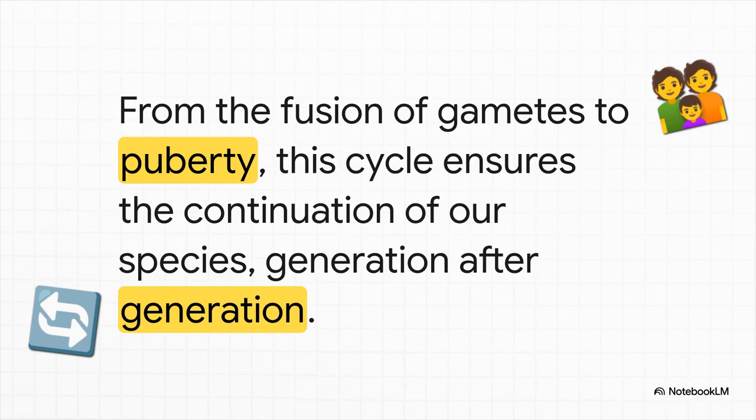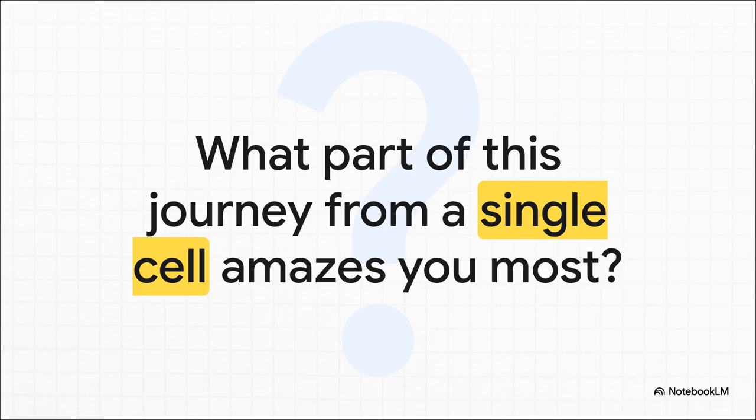When you think about it, it's this amazing, unbroken chain that stretches back through all of human history. This journey from one cell to a fully grown person is literally how our species keeps its story going, from one generation to the next. It really is a remarkable story, isn't it? One that's written in the language of our DNA. From that microscopic beginning to the incredible complexity of a human being, every single step is just mind-blowing. So it leaves us with one final thought. What part of this whole journey amazes you the most?